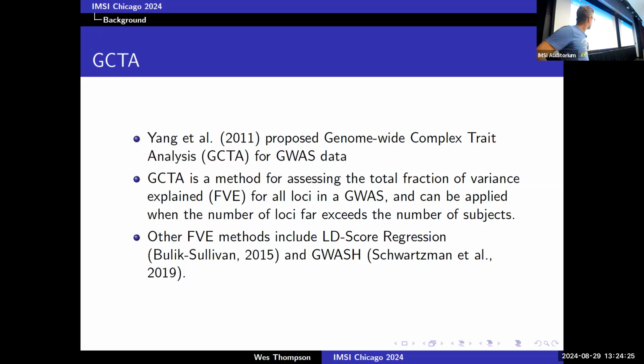So a very influential paper in 2011 by Yang et al., by Peter Visscher's group, proposed something called GCTA, or genome-wide complex trait analysis. And this is just a way of assessing the total fraction of variance explained by all loci in the GWAS. You can apply it to scenarios like GWAS where the number of loci far exceeds the number of subjects. There are other methods out there that are very commonly used. One is LD score regression that uses summary statistics, and then one that I've worked on with Armin Schwartzman at UCSD, which nobody uses, but I just have to mention it.